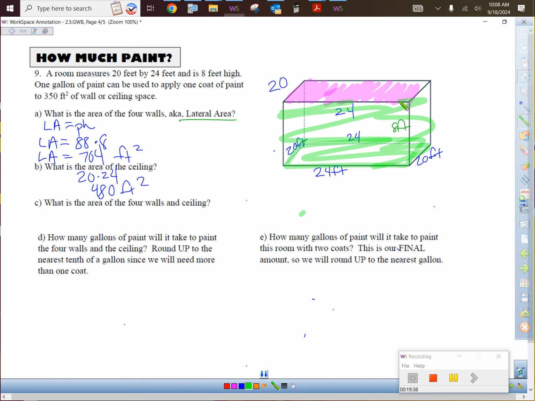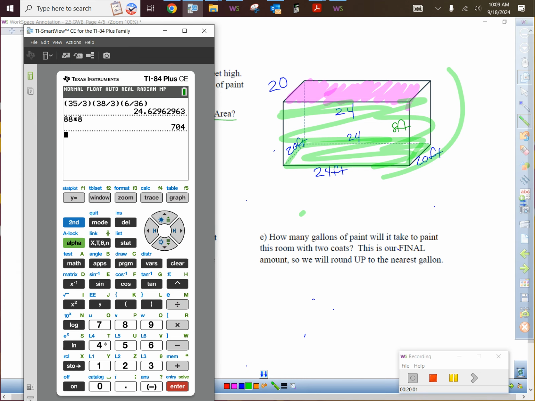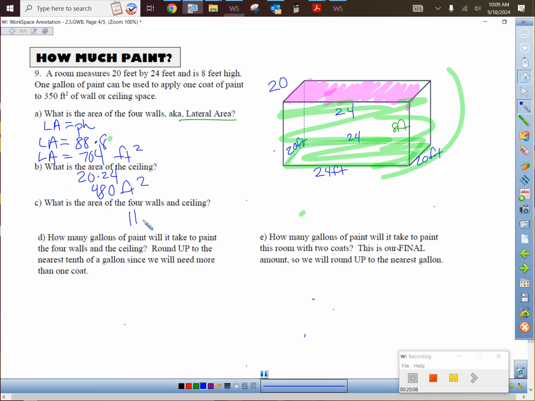So we add up all the way around, that's called the lateral area, and then you add your ceiling together. So 704 plus 480 is 1184. Is that okay? So this is what people do when they're ready to paint. They kind of just rough calculate how many square feet do we got to paint. How many gallons of paint will it take?